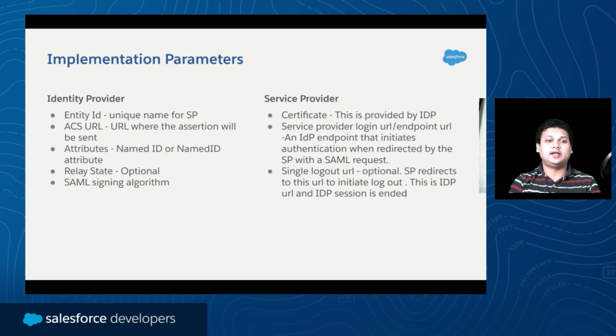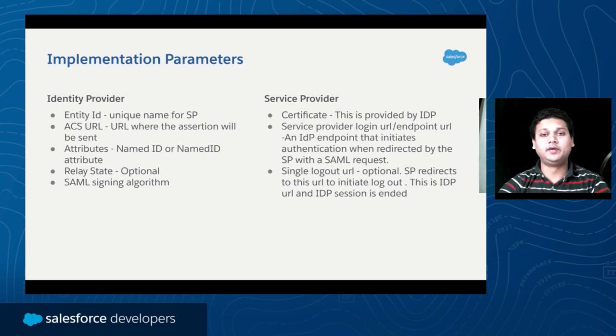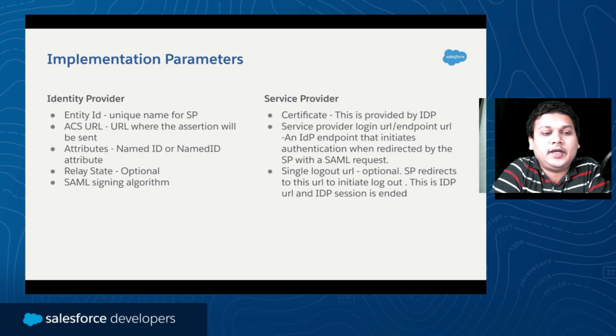So what are the things that are needed in the identity provider? One of the things that is needed is the entity ID, which will be the unique name for the SP provider. So you will see that you will need the entity ID here. And also we will need ACS, which is the assertion consumer service URL, so where the assertion will be sent. We will see that if we choose Salesforce, we'll have to configure this assertion URL. That URL will be where the assertion will be sent, and we'll see how to configure that.